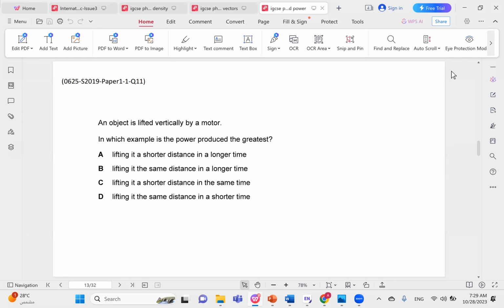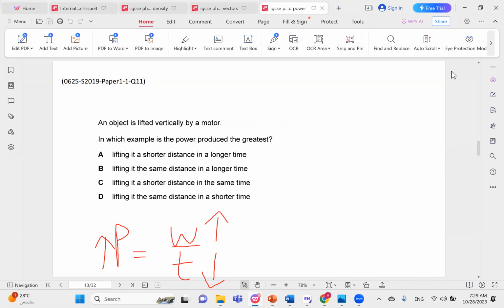An object is lifted vertically by a motor. In which example is the power produced the greatest? So we want to maximize power, right? So to increase power, power equals work over time. To increase power, I need to increase work and decrease time. So let's compare each of these.